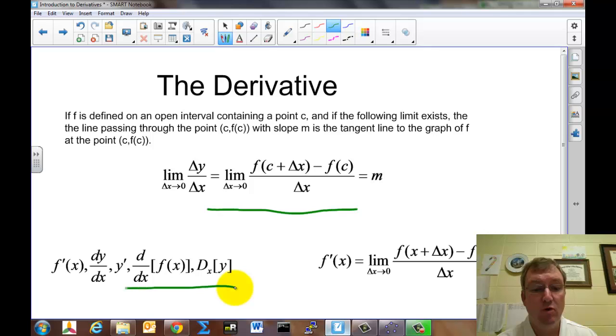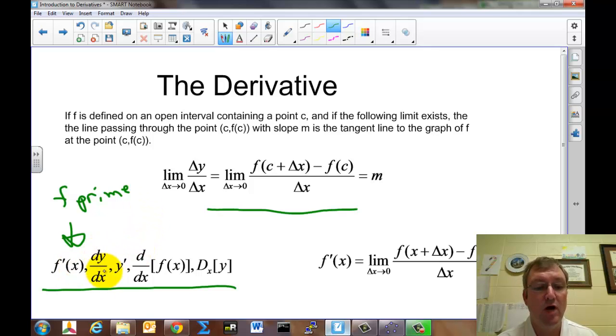These are different ways to write the derivative. By far, the most frequent way that you'll see it written is f and a tick mark x. This is read as f prime. So that's how you want to say it, f prime of x, or the derivative of x.